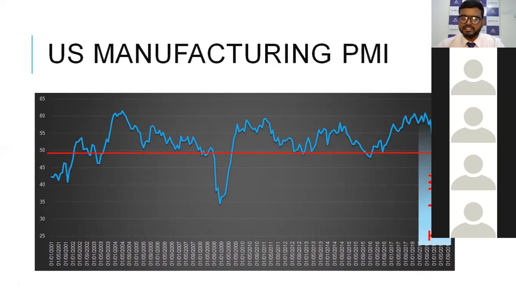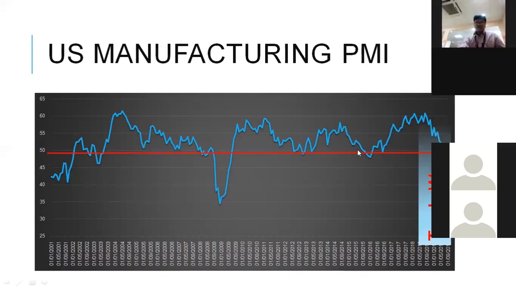So this index signifies whether there is a contraction or an expansion in the manufacturing activity. A number above 50, here you can see the red line marked at level 50. If the number is above 50, then it is a manufacturing activity expansion. And if the index number comes below 50, then it is considered as, just a second, I'll mute everyone.